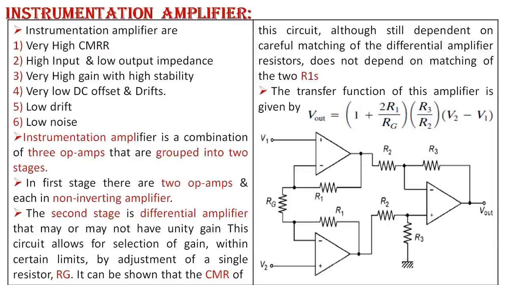It can be shown that the CMRR of this circuit, although still dependent on the careful matching of the differential amplifier resistors, does not depend on matching of the two R1s. The transfer function of this amplifier is given by Vout is equal to 1 plus 2 R1 upon RG into R3 upon R2 in bracket V2 minus V1. So the diagram shows the instrumentation amplifier: the first two amplifiers are non-inverting with RG, and the third op-amp acts as a differential amplifier and gives the desired output.